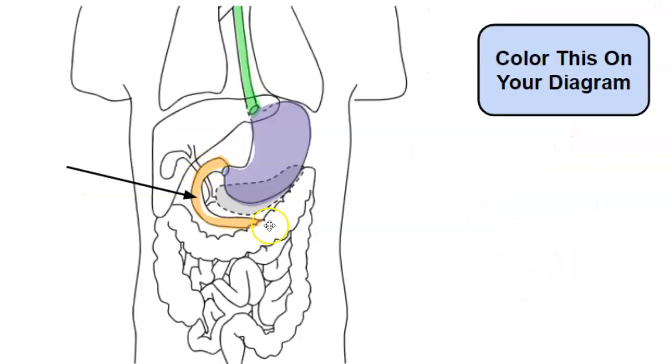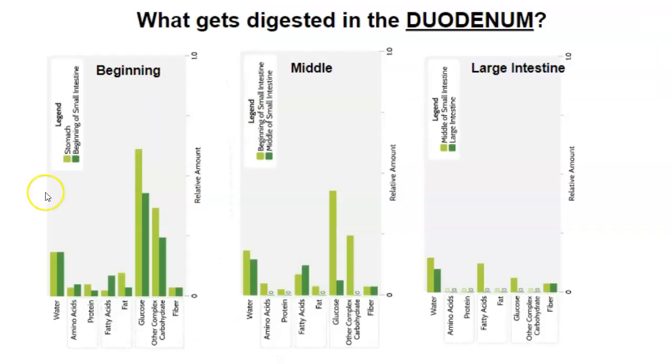And this is the first part of the small intestine. And it has a fancy name. It's called the duodenum. There's lots of pronunciations for this. So in our duodenum, we have the beginning and the middle of our small intestine and then the large intestine.